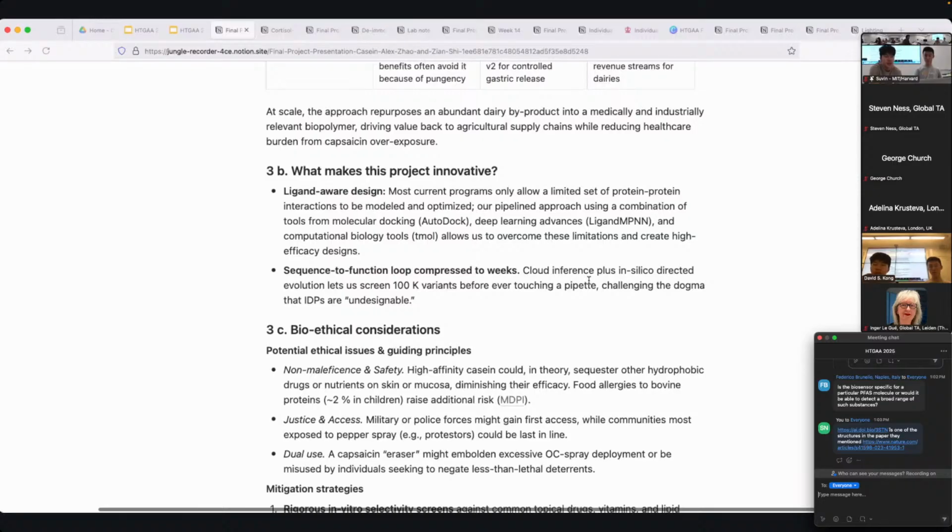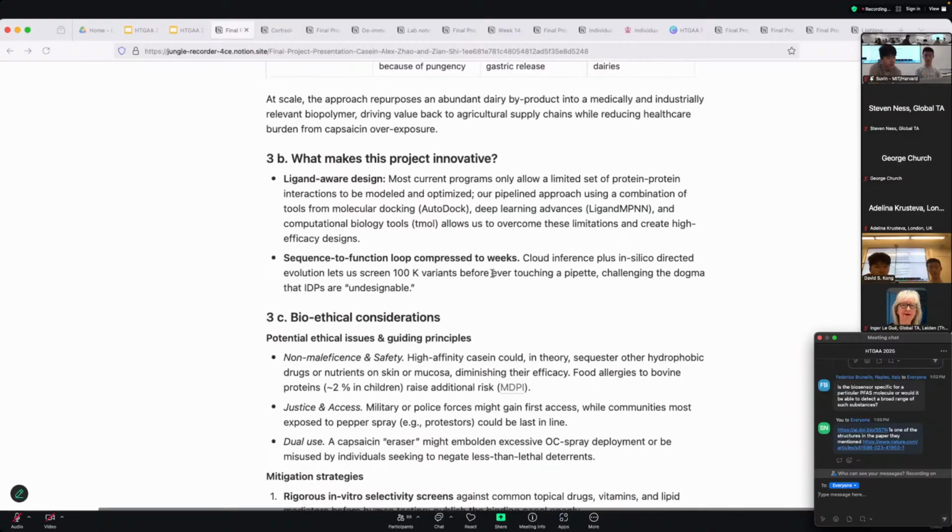So the things we've done in this project that are special: ligand-aware design, as you mentioned earlier, since most current programs only allow a limited set of protein-protein interactions. We combine a bunch of existing deep learning tools into one pipeline, and the sequence-to-function loop is much shorter.